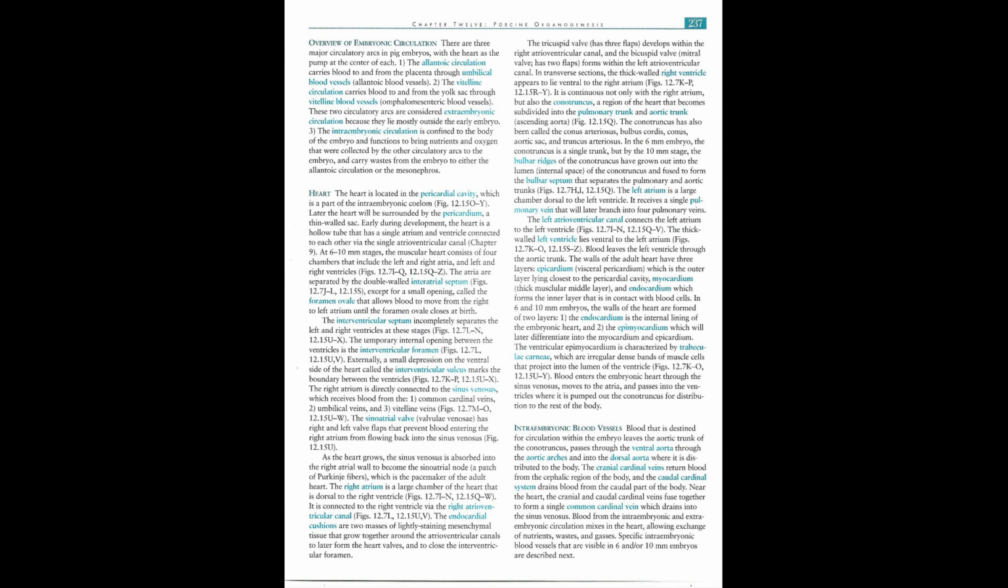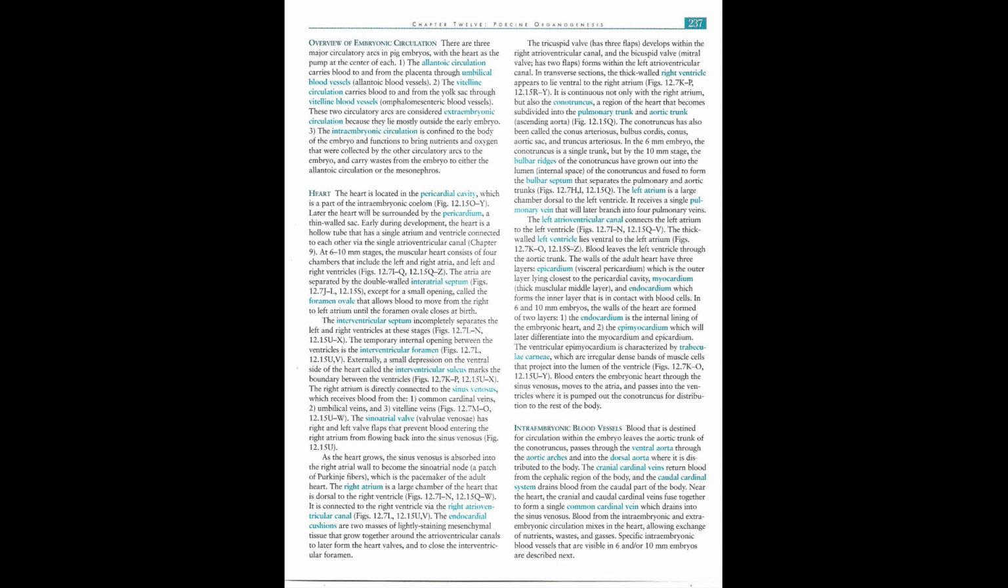The right atrium is a large chamber of the heart that is dorsal to the right ventricle, Figs 12.7 N, 12.15 QW. It is connected to the right ventricle via the right atrioventricular canal, Figs 12.7 L, 12.15 UV. The endocardial cushions are 2 masses of lightly staining mesenchymal tissue that grow together around the atrioventricular canals. They later form the heart valves, and close the interventricular foramen. The tricuspid valve has 3 flaps and develops within the right atrioventricular canal, and the bicuspid valve, mitral valve, has 2 flaps and forms within the left atrioventricular canal.